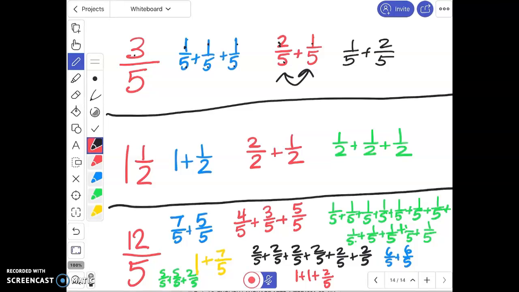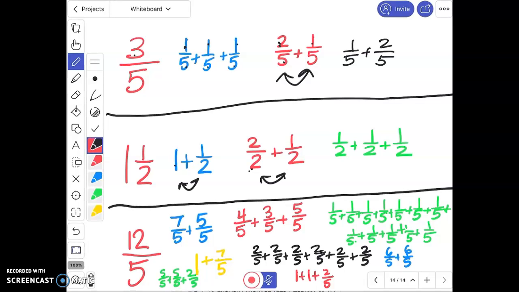Down here, 1 1/2. You could do 1 plus 1/2 or 1/2 plus 1. You could switch the order. 2/2 plus 1/2 because 2/2 is another way to write 1. Or you could switch the order. You could break it down even further and do 1/2 plus 1/2 plus 1/2. Any of those are correct.